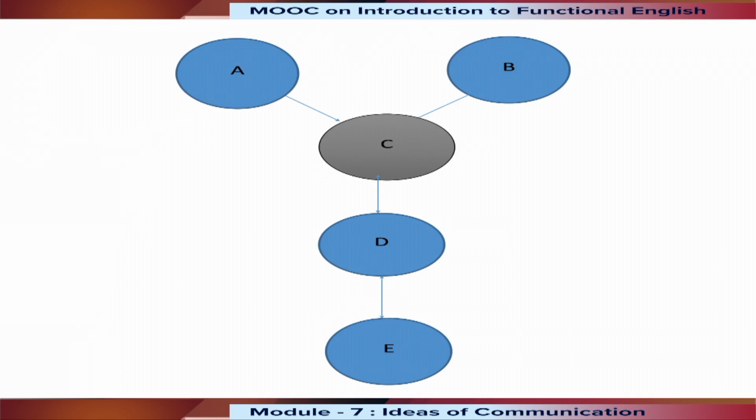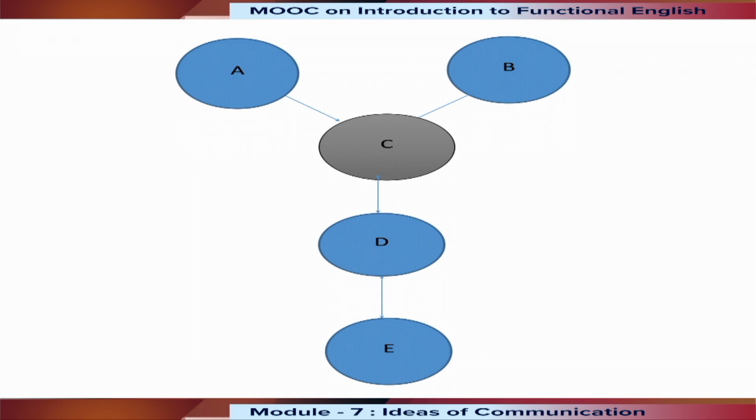Members like A and B can send information to C. When they can receive information from one, C and D can exchange information. You can see in the diagram, E can receive information from D but cannot send any message or information.